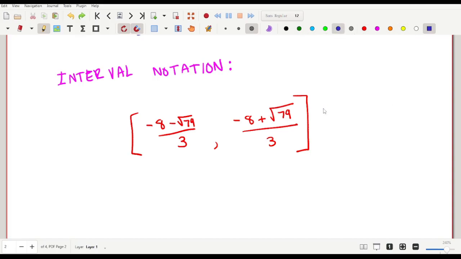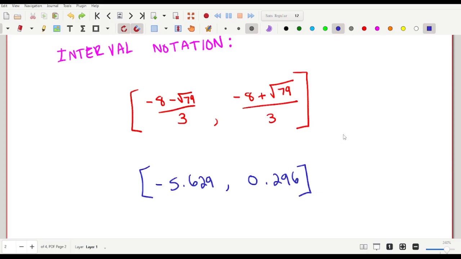If you are going to write it in decimal, it would be the same thing. We would have negative 5.629, and then you'd have 0.296. It's kind of weird that these numbers happen to be each other scrambled. That usually doesn't happen. Anyway, that is the answer.